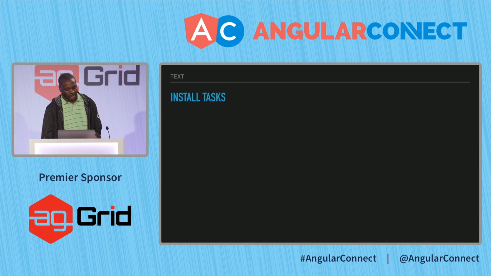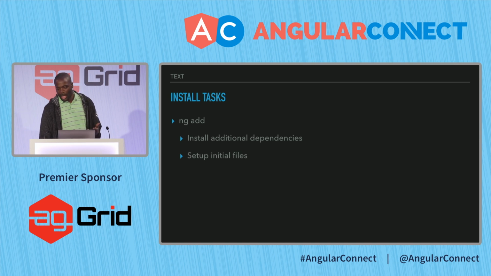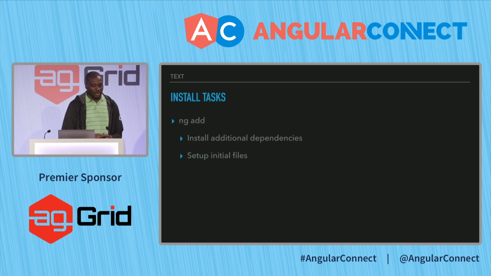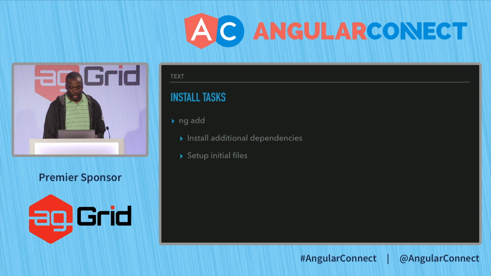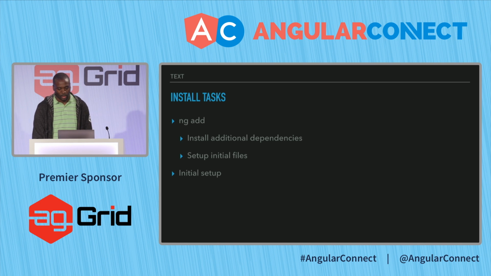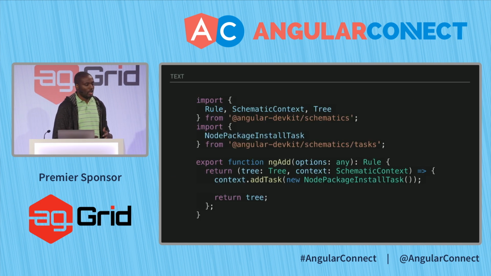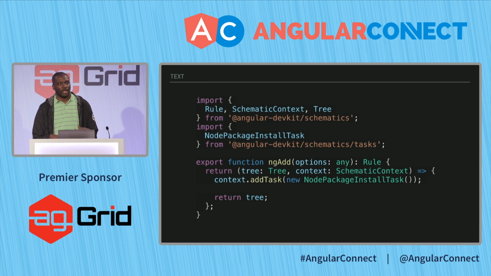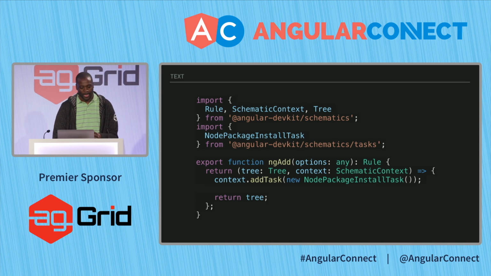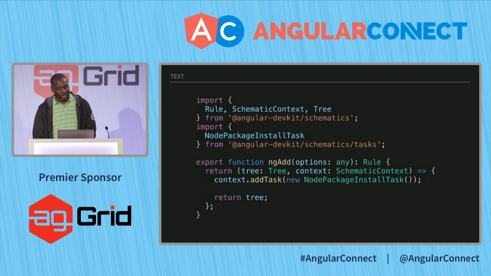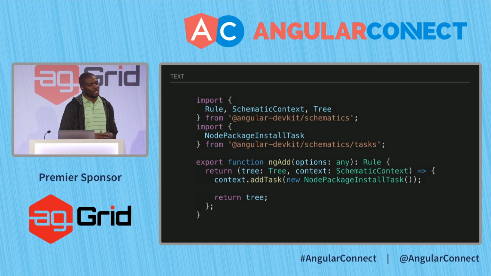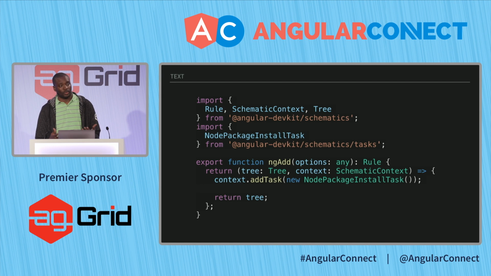So, install tasks. The most common one being ng-add, installing additional dependencies, and initial setup of files. If your library is using a schematic, it's pretty straightforward if you don't need to initiate any additional file changes. You create a rule, your rule receives the tree, and uses the schematics context to add a task to update your dependencies. And then you lastly return the tree. So even basic support for ng-add for your library is pretty straightforward.